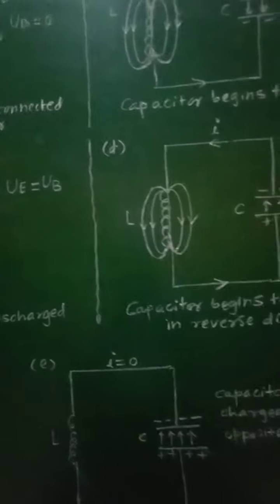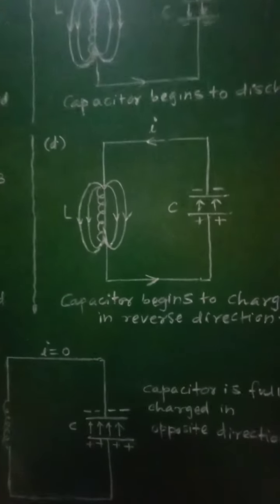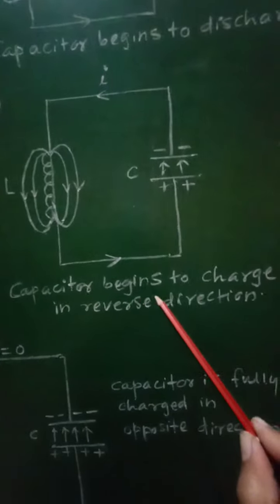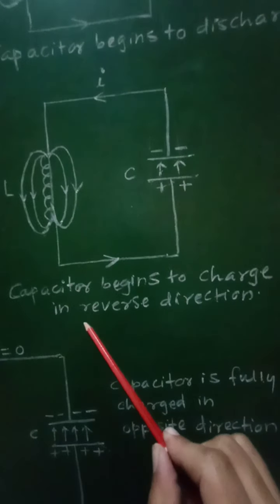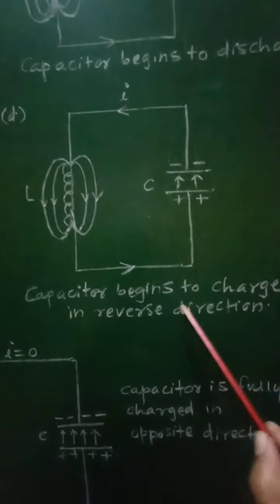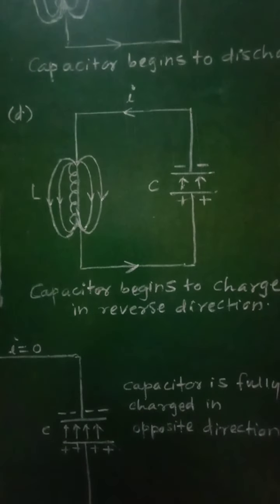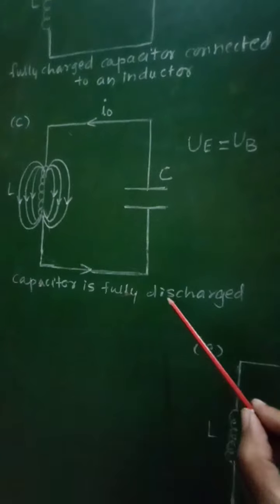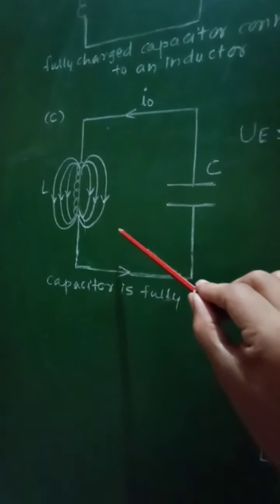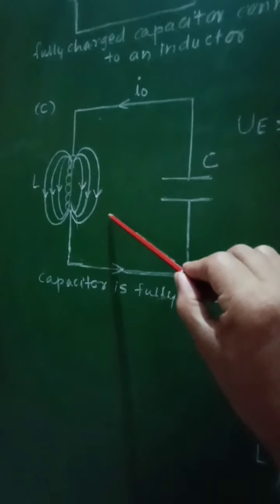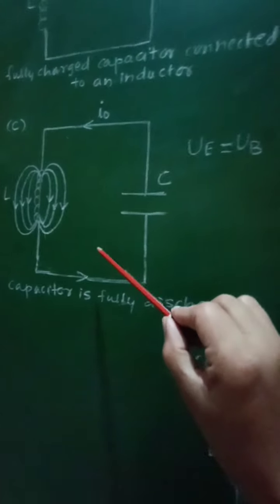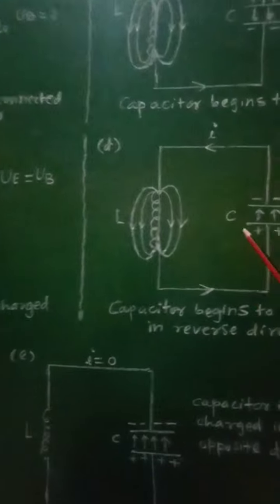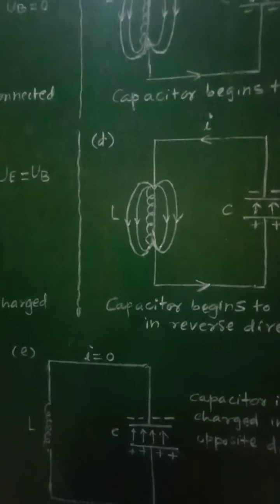Now let us consider the fourth case, that is case D, in which the capacitor begins to charge in the reverse direction, that is in the opposite direction. So in the third case, that capacitor was fully discharged, but the total magnetic energy will be stored in this inductor, and due to that there will again be charging of this capacitor due to this inductor.